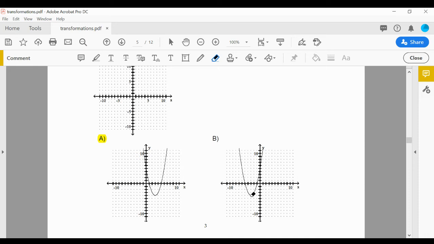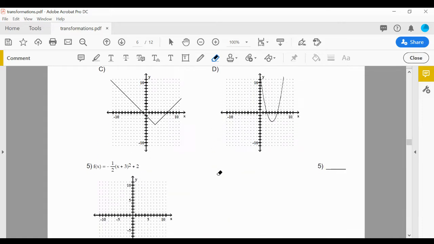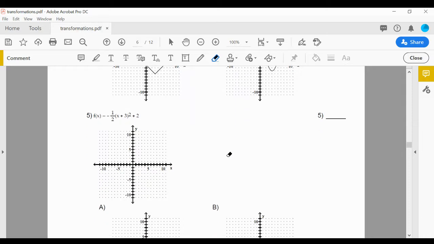It went to the left in 4. You wanted it to the right in 4, just the opposite. Minus moves it to the right. This one's an absolute value, and this one got moved 3 to the right and moved 3 down. Let's see what's going on there.